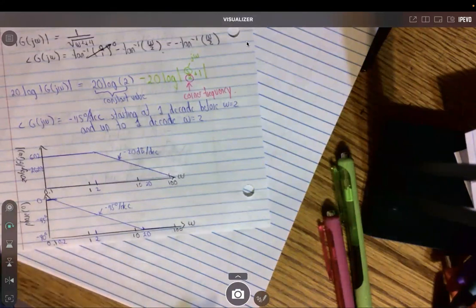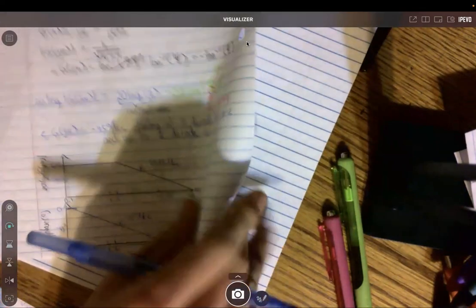Okay, now that we saw that for the first time, let's do another example with it, just so we become more familiar with it. So we're going to draw the Bode plot.